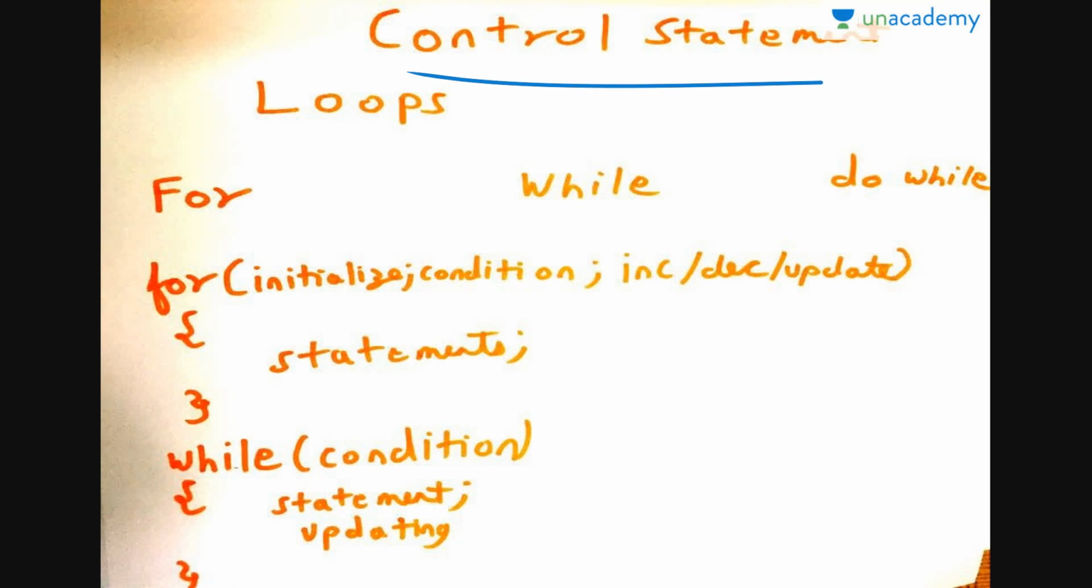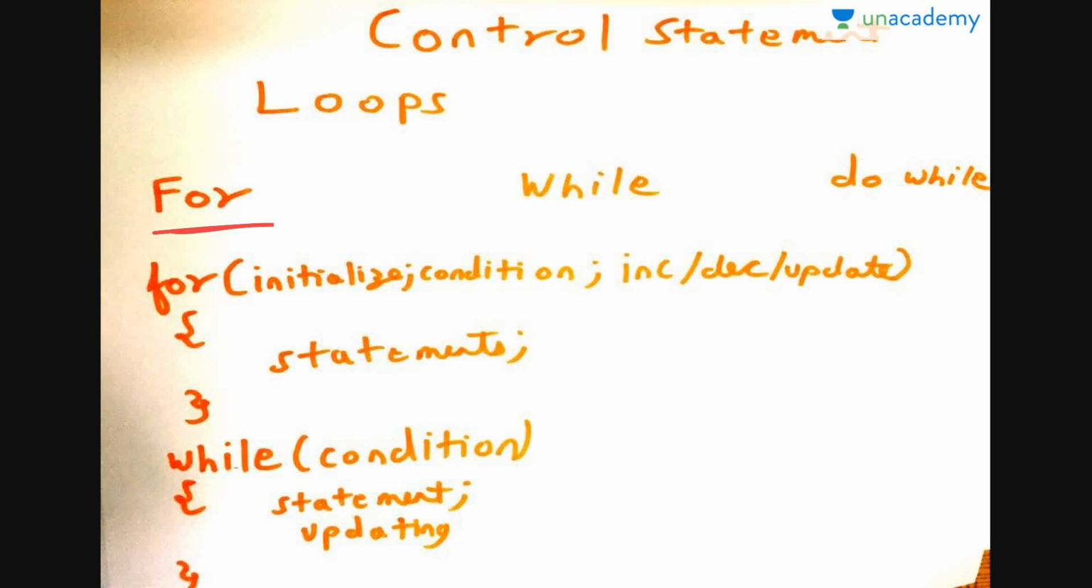Now let us move to control statements. What are control statements? The statements which control a program are known as control statements. They consist of loops. The loops can be further classified into for loop, while loop, and do while loop. In this lecture, we will be learning the for loop in detail.